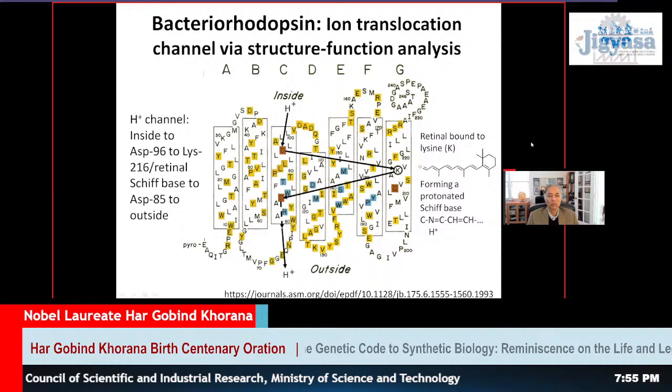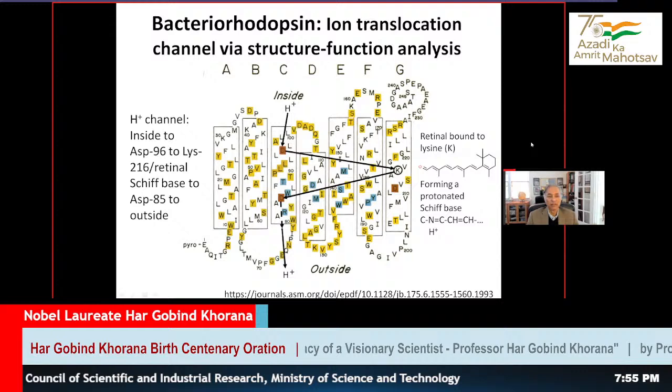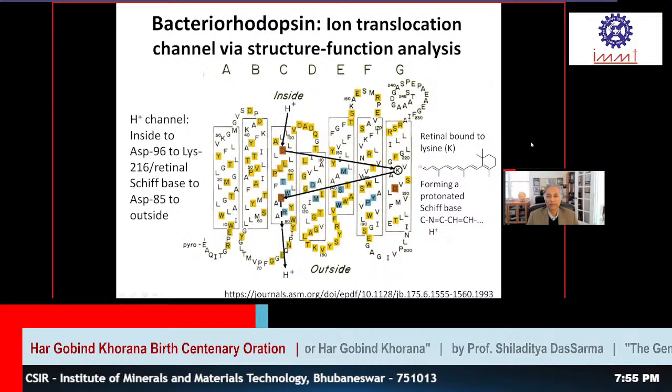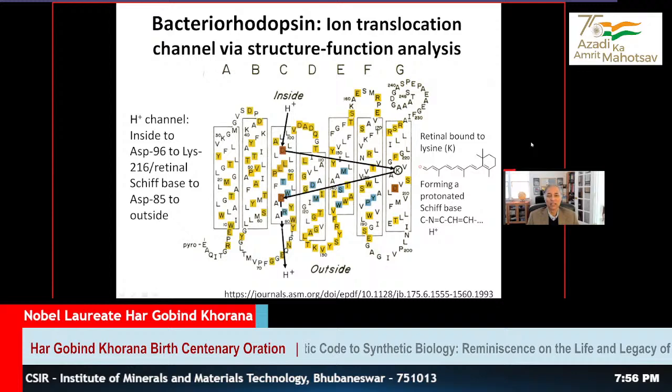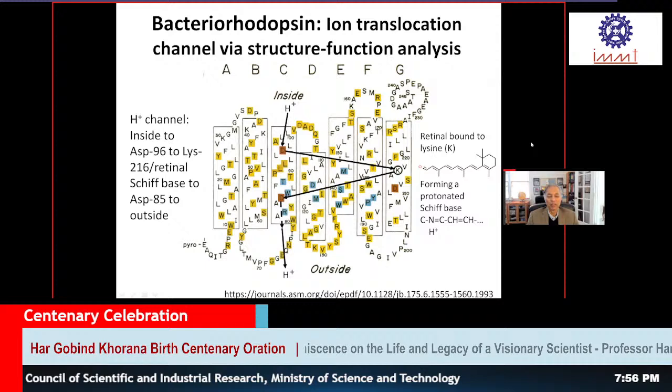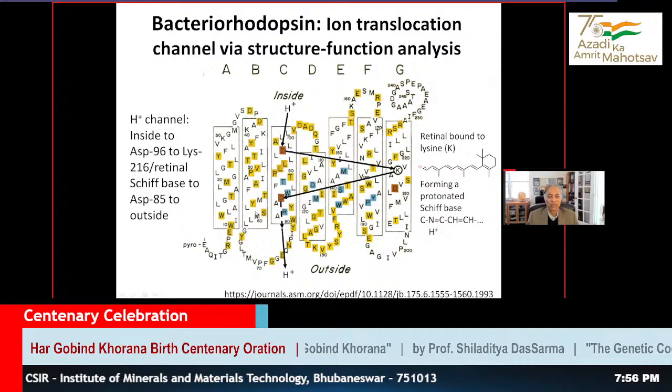He found that the retinal binds to a lysine 216 in a Schiff base. And that proton in the Schiff base, during the photocycling that occurs when illuminated with light, is transferred to aspartic acid 85, which is the red D over here. And then the proton is extruded to the outside.